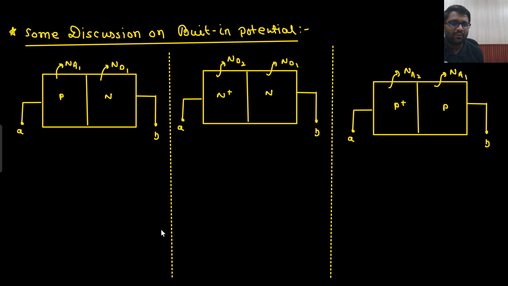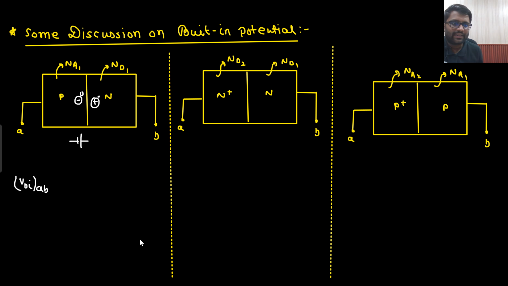So this PN junction we have already studied. If I need to find out the built-in potential between A and B, what will be that built-in potential, sir? You know that the P side would be negative and the N side would be positive. Why is that so? Because here this is the condition and here this is the condition.